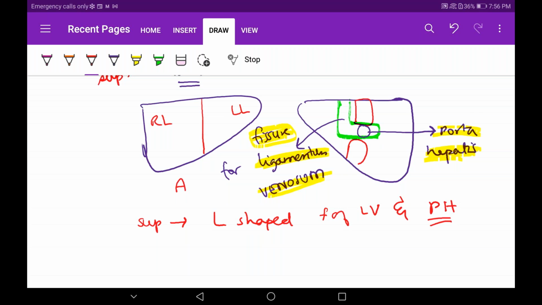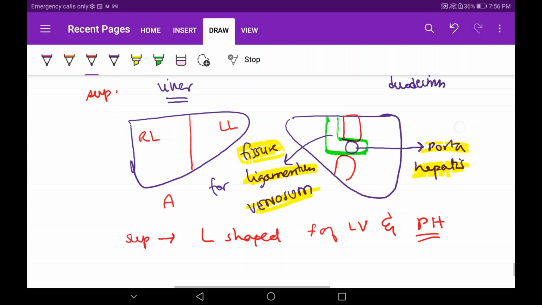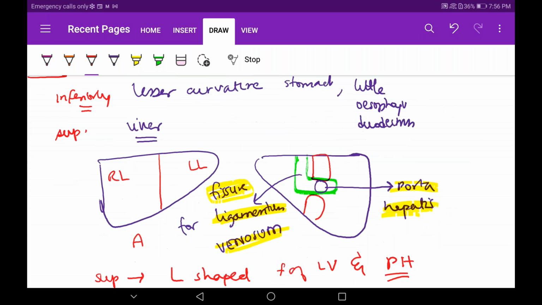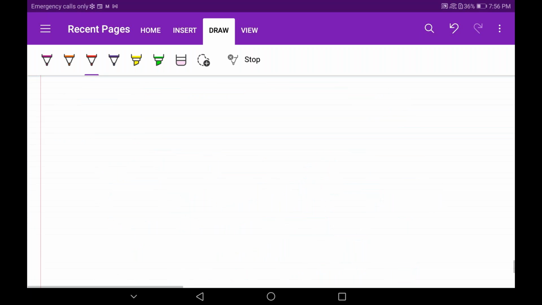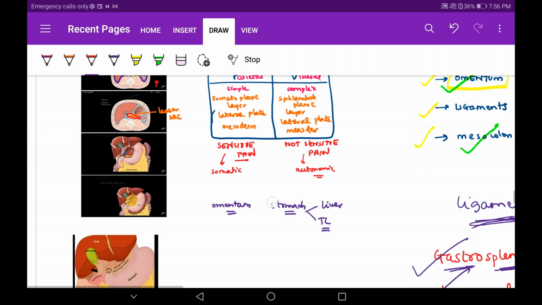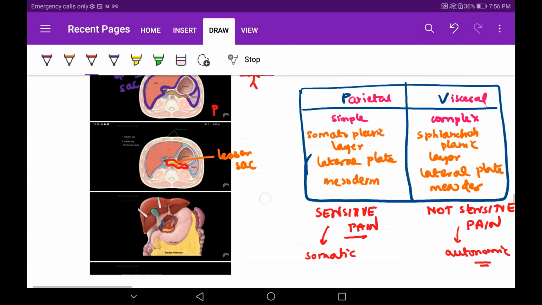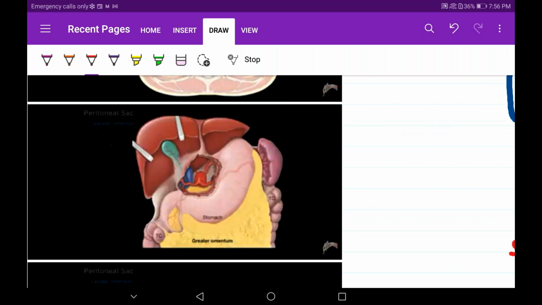Till now, did you understand this? Did you understand the lesser omentum attachments? Everybody just let me know. Yes, everybody says yes. Great. So now I have brought you diagrams. Wonderful diagrams I have brought you. You see this diagram? Yes. This part, you see this whole thing like this?